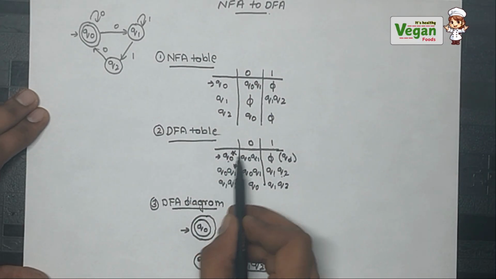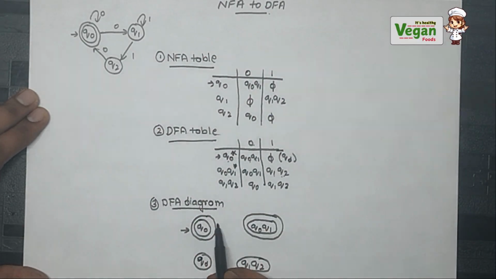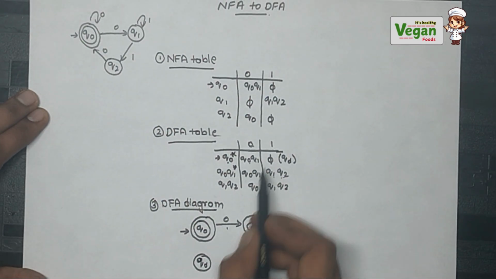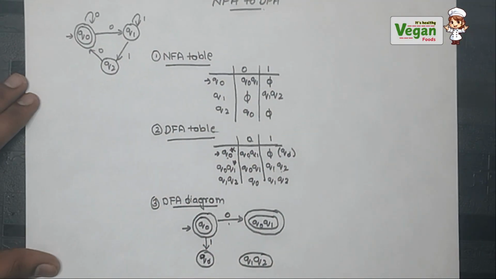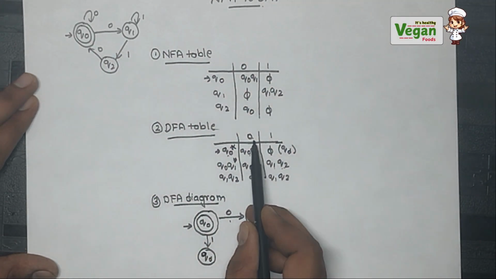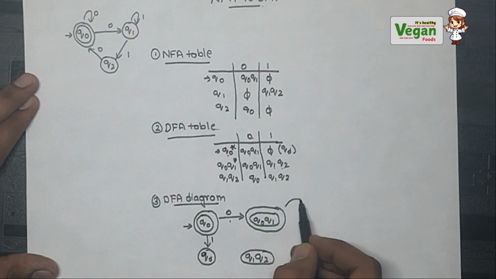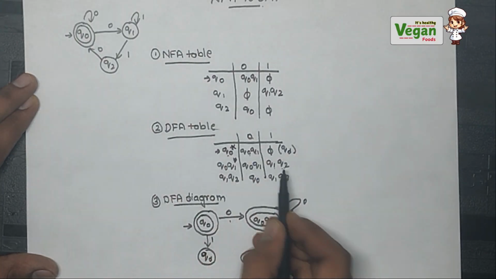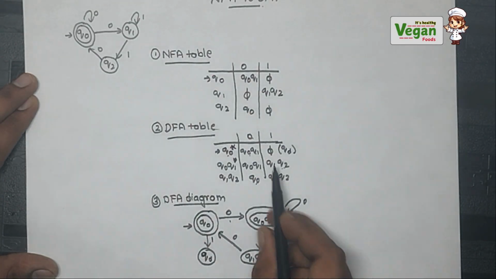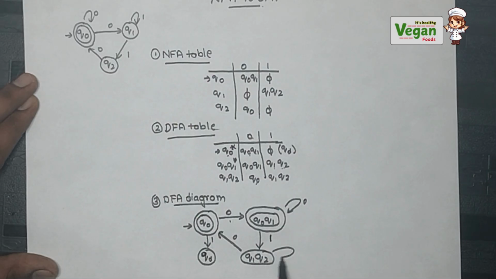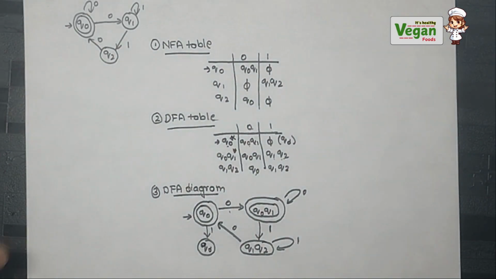Now Q0, for 0 it is going to Q0, Q1. For 1 it is going to phi. Next Q0, Q1, for 0 they are going to Q0, Q1 itself, that is a self loop for 0. For 1 they are moving to Q1, Q2. Next Q1, Q2, for 0 they are going to Q0. Next for 1 they are going to Q1, Q2, that is a self loop. Now we are completed with the DFA diagram.